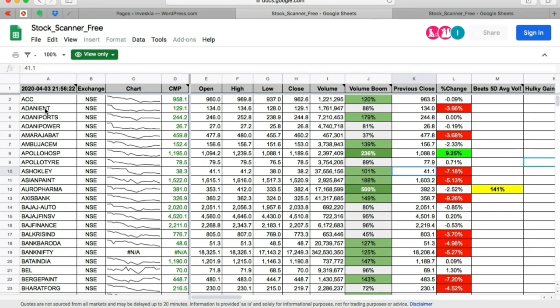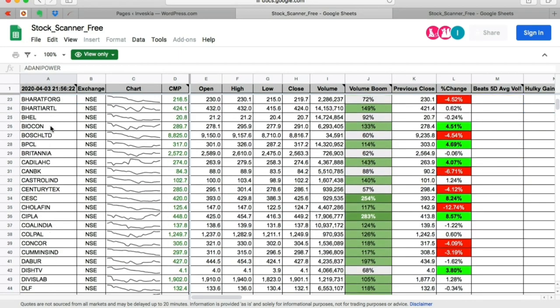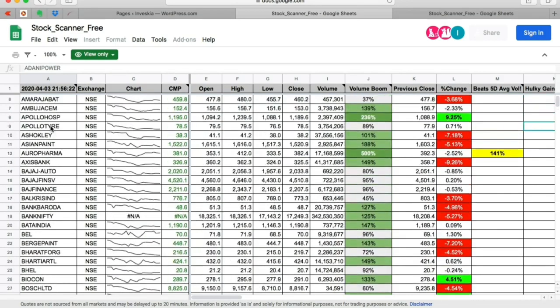Let's begin. You can see there are multiple stocks listed over here, all NSE listed stocks. You can see the current market price of these stocks. The current market price updates after every 20 minutes. Here are the open, high, low, close and volume. This data updates after market hours, that is after 3:30 p.m.